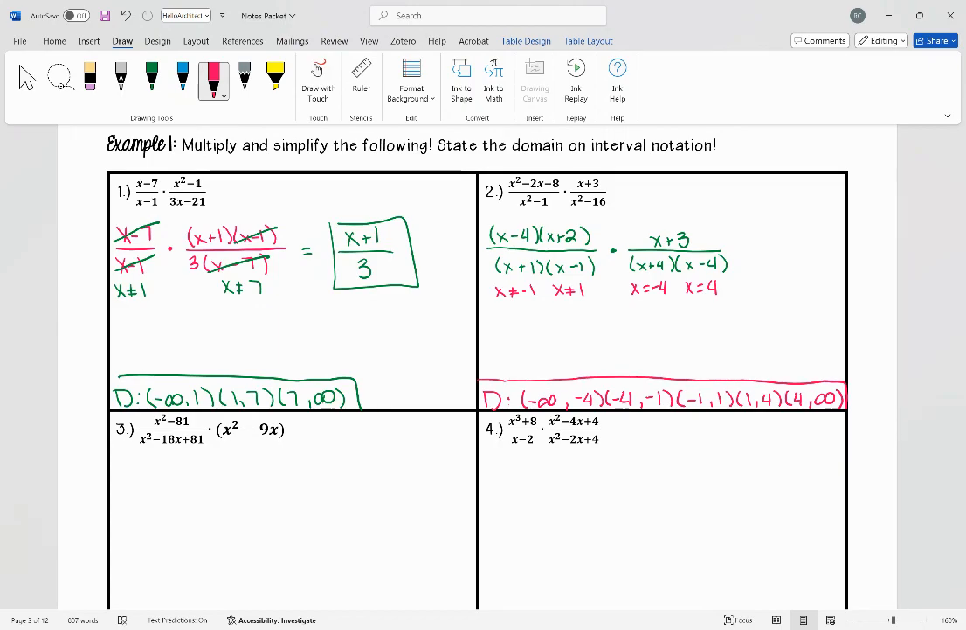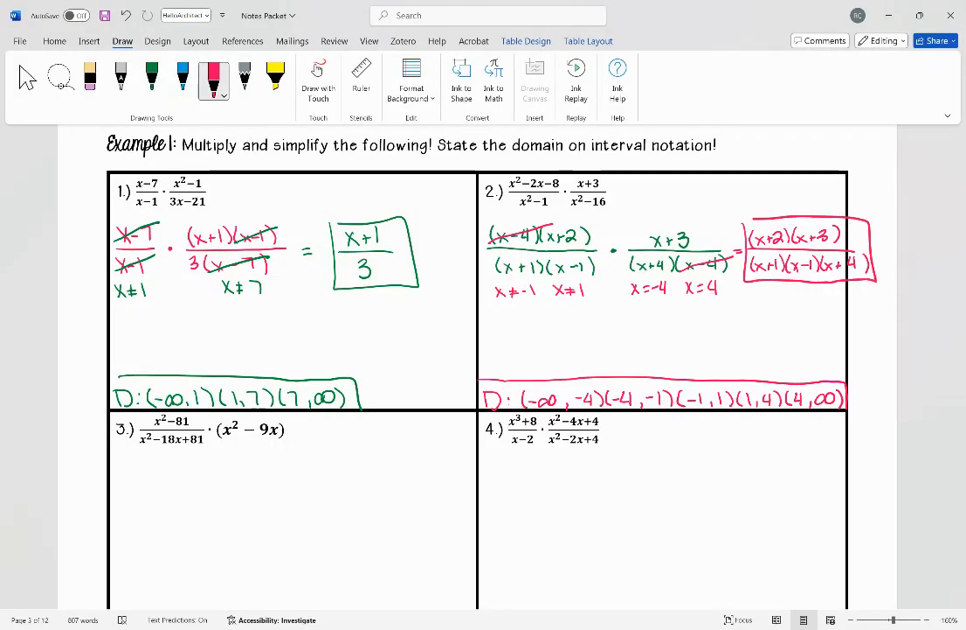And then from here, I can start canceling. So my x minus 4's cancel. And that looks like it's it. So not a ton cancels here, which is fine. Okay, so remember to keep everything in parentheses when we write it all together. So the top is going to be x plus 2, x plus 3. The bottom is going to be x plus 1, x minus 1, and then x plus 4 as well.